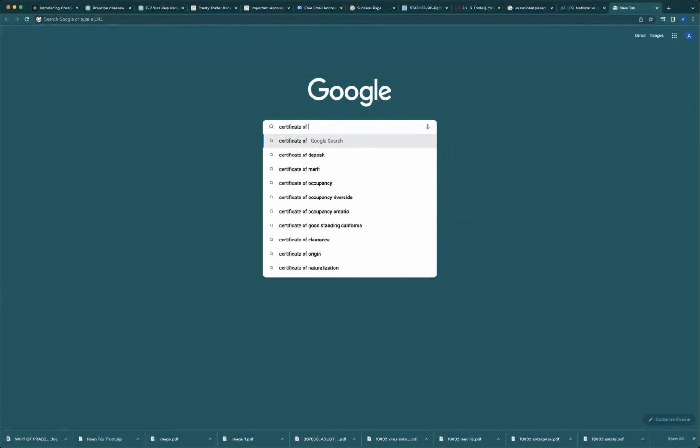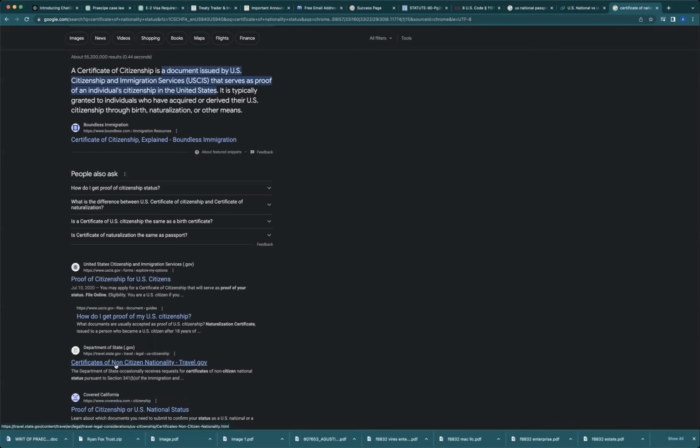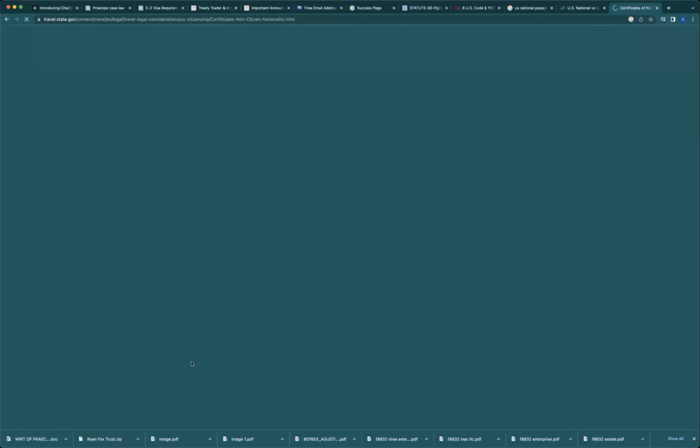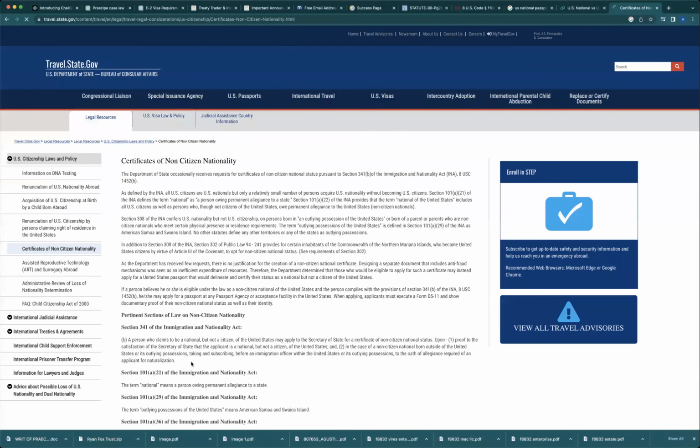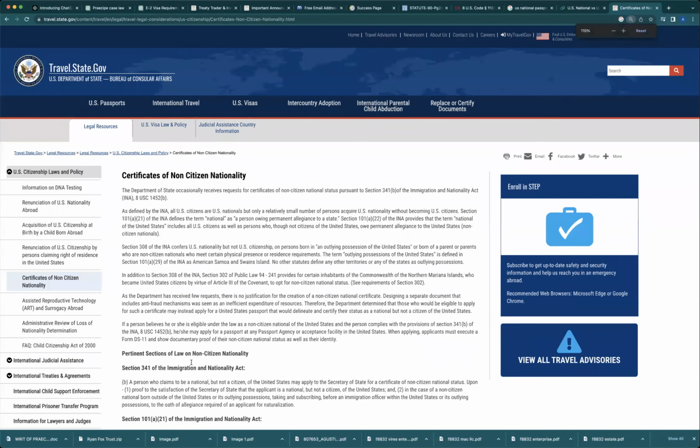certificate of nationality, let's see. It's called Certificate of Non-Citizen Nationality on travel.state.gov. I've talked about this within our senior course. This was just brought back to my attention. Thank you, John. But I want to share this as a last thing before we go.